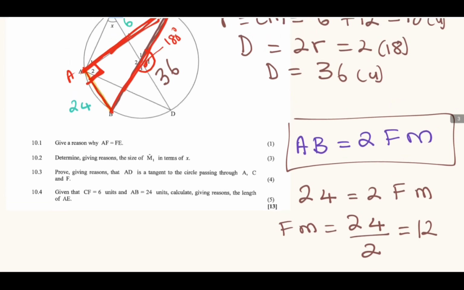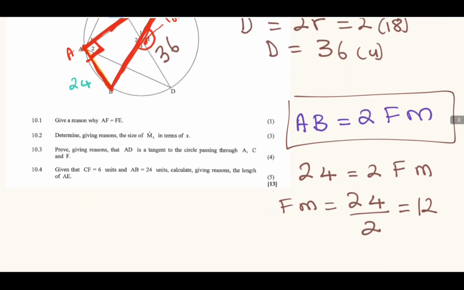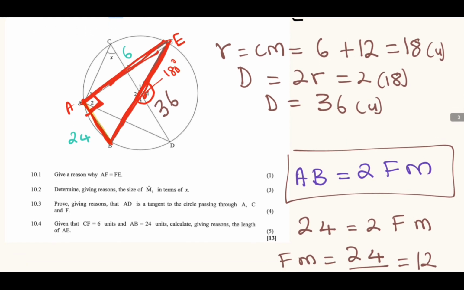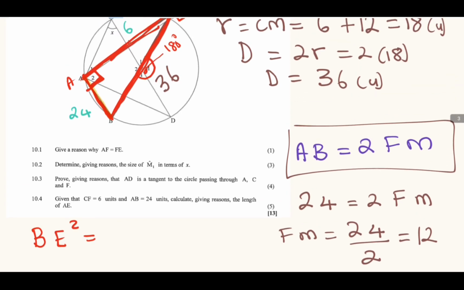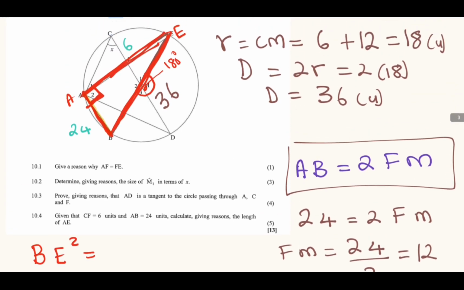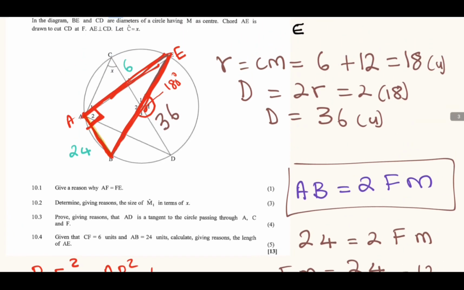So we can see that if we were to say that this is our triangle, then the hypotenuse of this triangle, not the radius of the circle, but the hypotenuse of this triangle, will be BE. So we are using the theorem of Pythagoras. We focus on the triangle, and when we talk about the hypotenuse, we are not talking about the radius of the circle. So BE squared will be equal to AB squared plus AE squared.